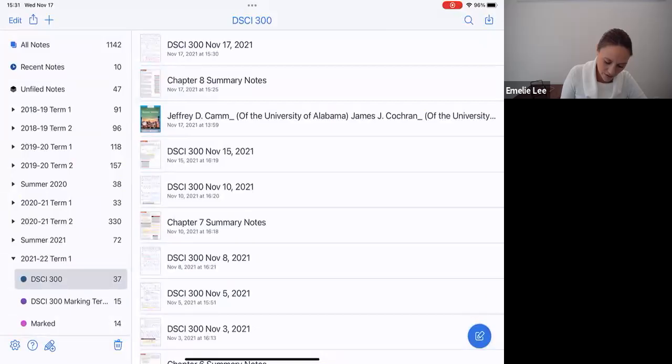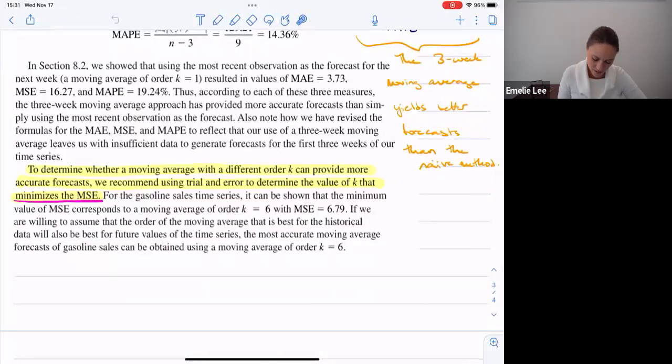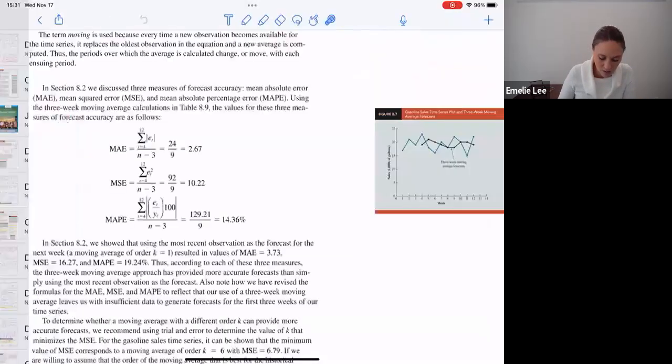Because it turns out, and I guess I skipped too fast, it turns out after trial and error, we find that actually k = 6 is the one that minimizes the mean squared error, and it minimizes to 6.79, right? If we find a method that gives a smaller mean squared error than 6.79, then we would consider that method, right? Because it seems to be better.